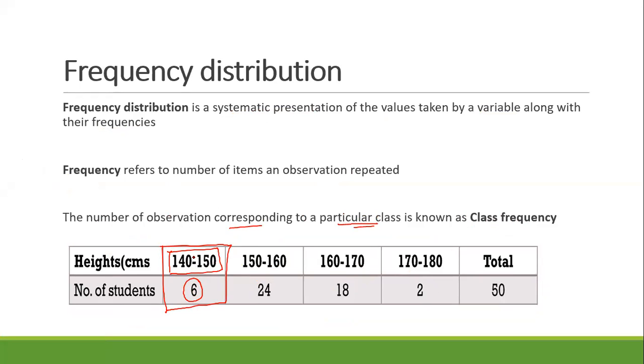So in each class, particular values are distributed, and we consider the class frequency individually, not in a group. We consider individually. So 150 to 160 is one class, 160 to 170 is one class. The frequency that comes under each is what we call class frequency.